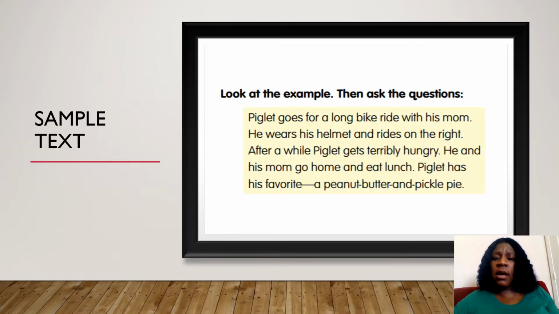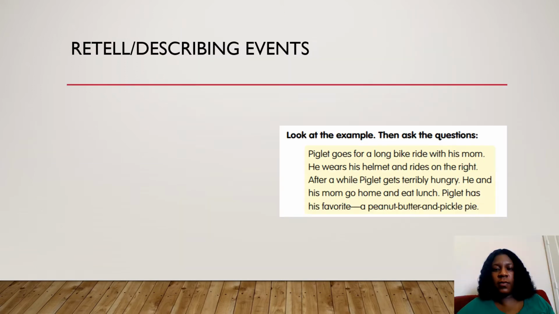Let's look at this sample text and then answer some questions. Piglet goes for a long bike ride with his mom. He wears his helmet and rides on the right. After a while, Piglet gets terribly hungry. He and his mom go home and eat lunch. Piglet has his favorite, a peanut butter and pickle pie.